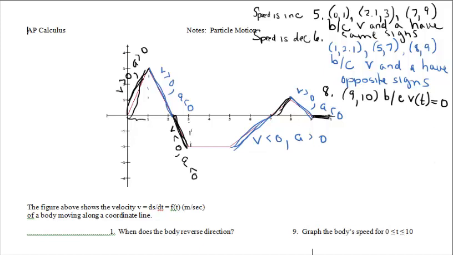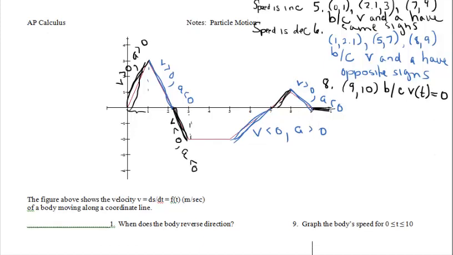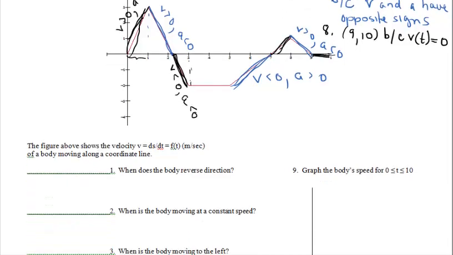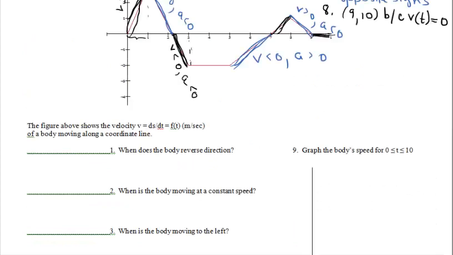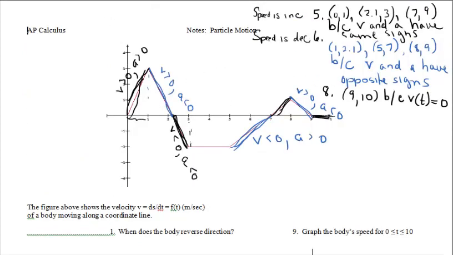All right, the final few questions are going to be 7, 9, and 10. So let's get 9, and we'll answer 7, and then we'll complete with 10. Okay, graph the body's speed. Speed is the absolute value of velocity. So looking back up here at my velocity graph, absolute value on velocity causes any portion of the graph that's below the x-axis to be reflected through the x-axis and be positive.